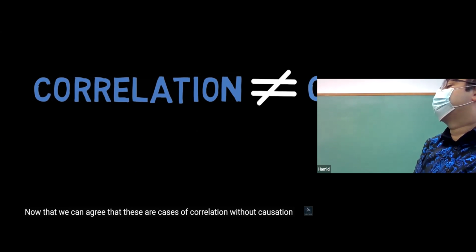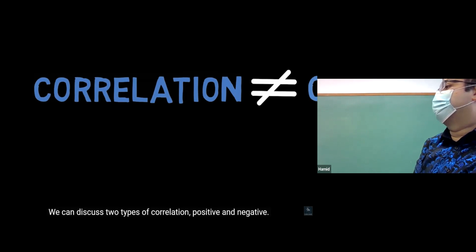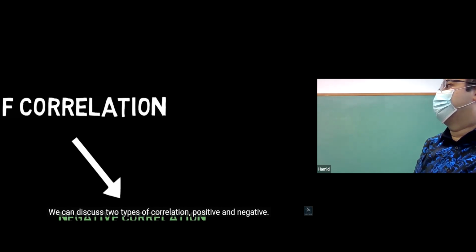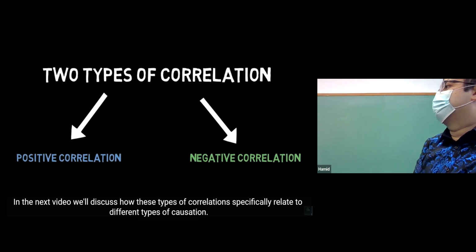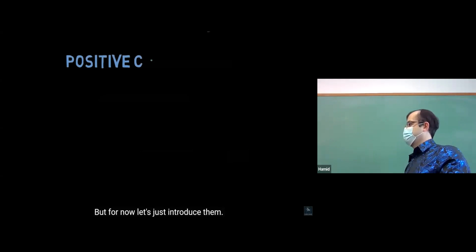Now that we can agree that these are cases of correlation without causation, we can discuss two types of correlation, positive and negative. In the next video, we'll discuss how these types of correlation specifically relate to different types of causation. But for now, let's just introduce them.